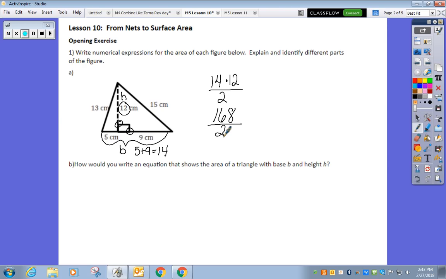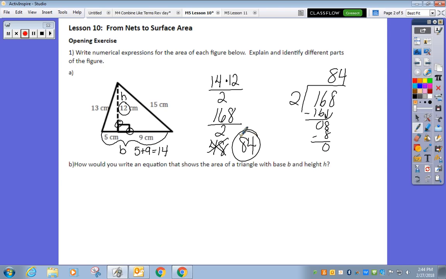Remember, we said that the triangle's formula comes from half of a rectangle, so you're doing basically your length times width divided by 2. And when I do that, I end up with 48. Okay, well, there's my first error. 168 divided by 2, let me show my work, is actually going to be 84. So it would be 84 square centimeters.